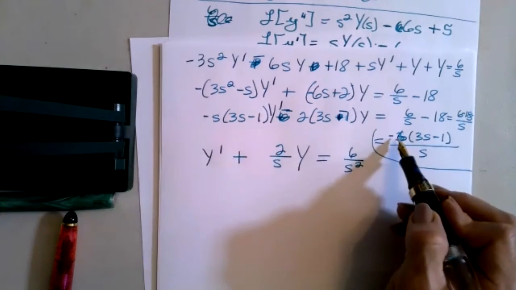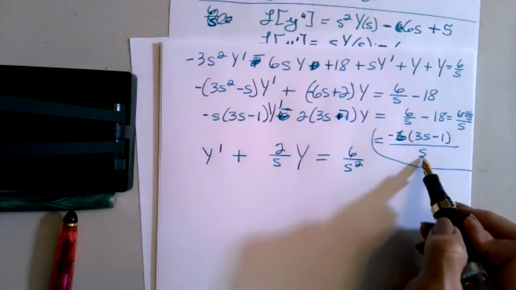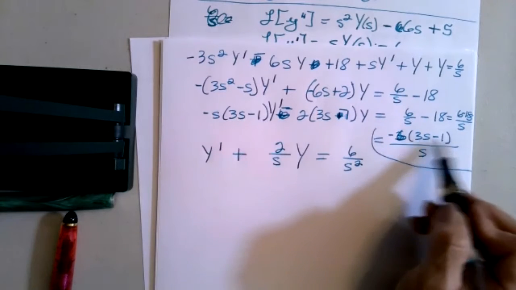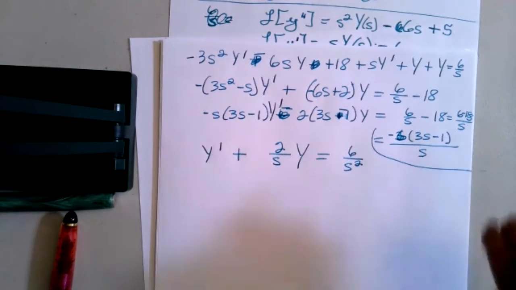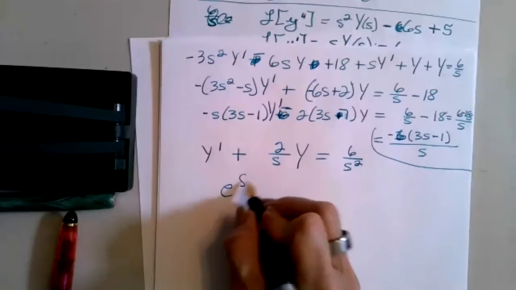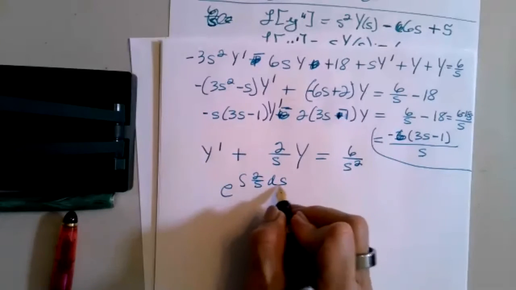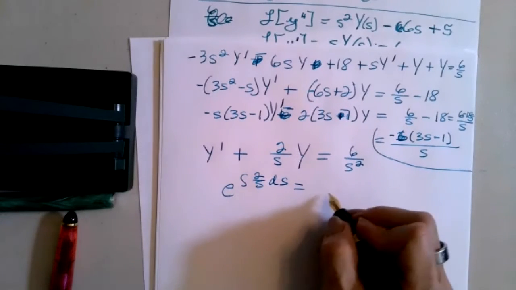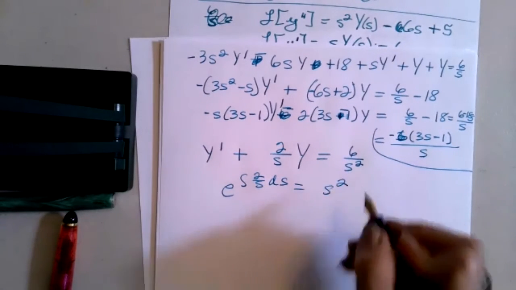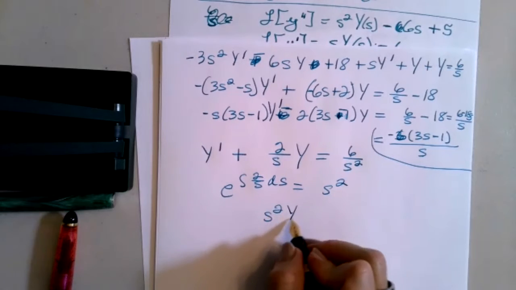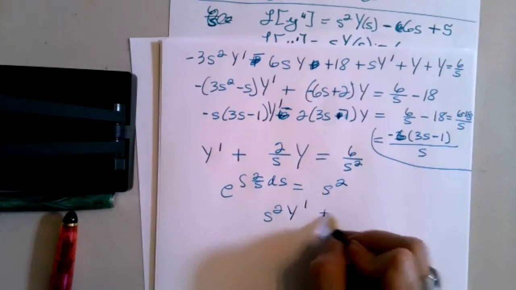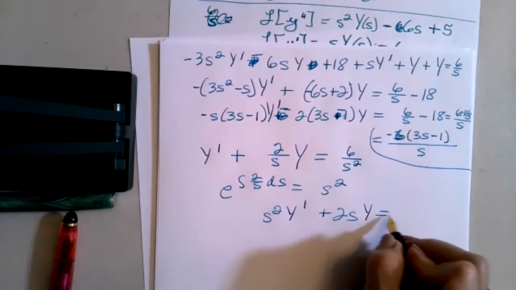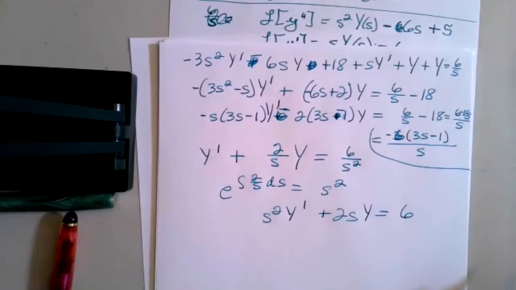Dividing by the minus, that changes to minus. Dividing by the s, that makes that an s squared. Dividing by the 3s minus 1, that cancels those two. Okay, so now e to the integral 2 over s ds, that's a linear equation. Here's my integrating factor, that's s squared. So we have s squared times y prime plus 2sy is equal to 6.